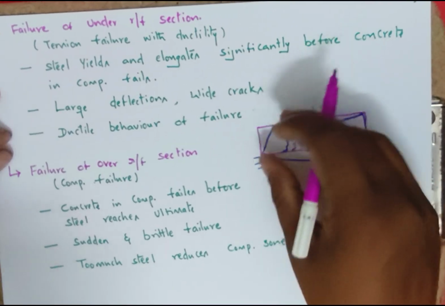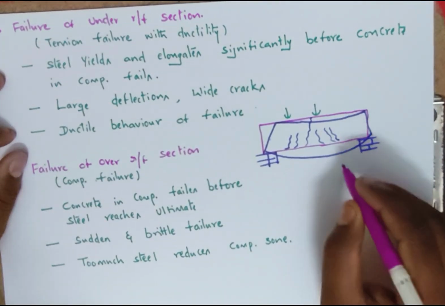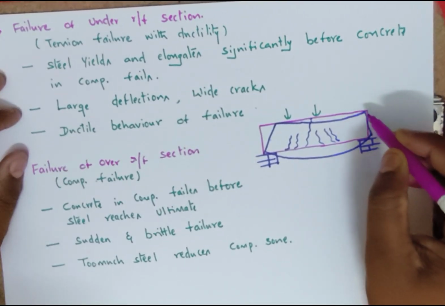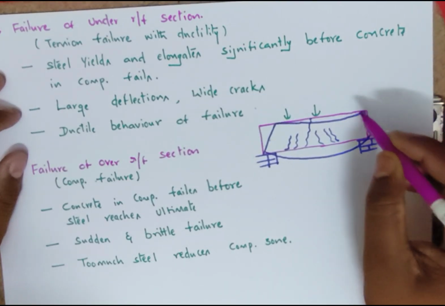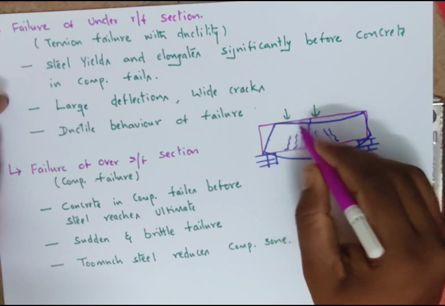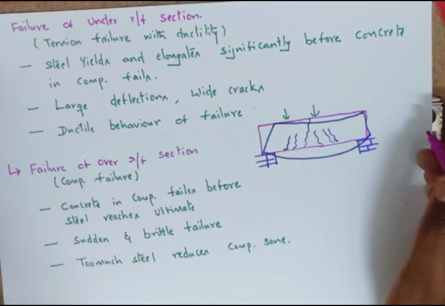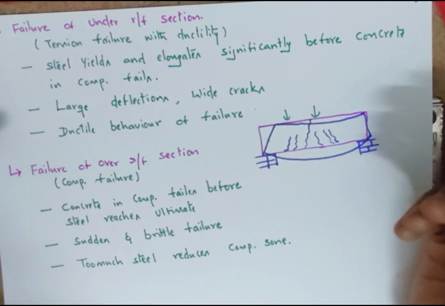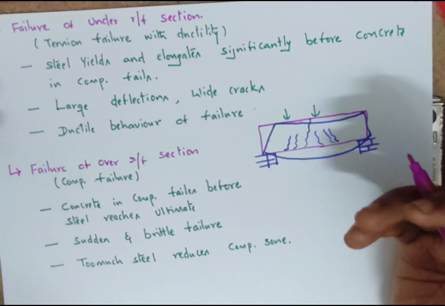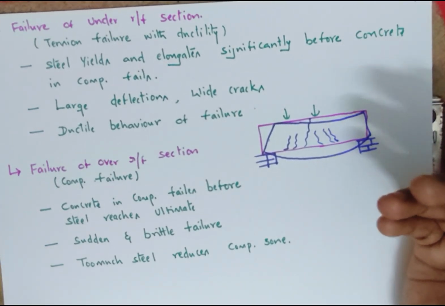And coming to the third type of failure, see here in this figure you can observe, when we apply the load on the prestressed concrete section, you may observe large deflections in the member. After the large deflections, then only we can observe the cracks, and after that the section may fail.